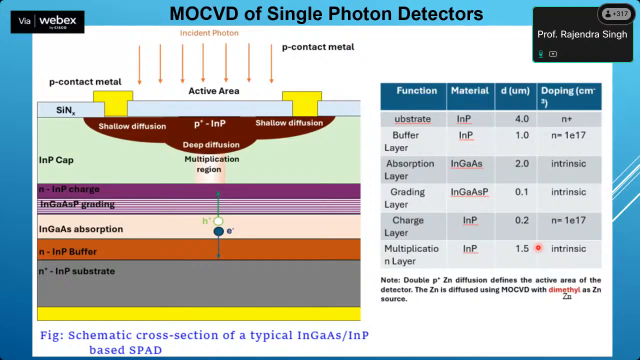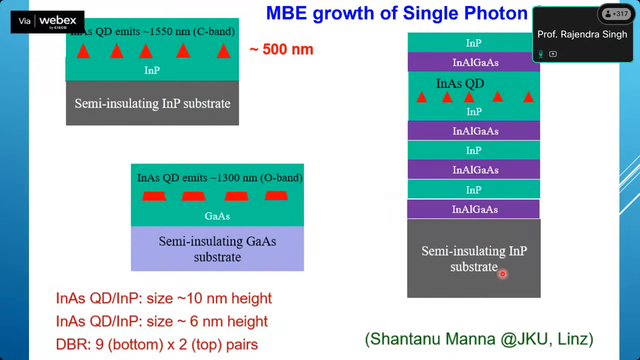So a lot of knowledge should be there within the group, so that you can design an appropriate material and then an appropriate device also, which eventually has to work as a single photon avalanche detector. Now I come to the second example, which is for single photon emitter. Professor Shantanu Manna previously worked at Johannes Kepler University in Austria, and developed this technology for growth of single photon detectors.